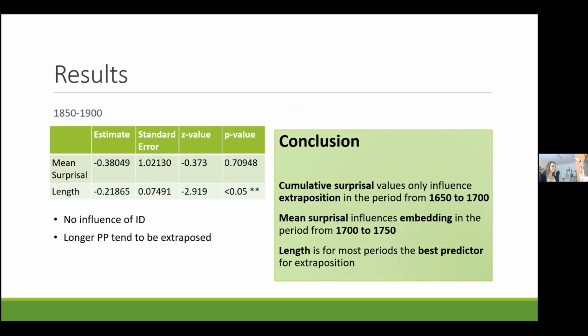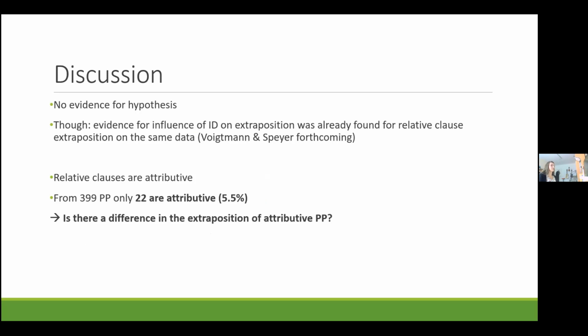So to conclude this, cumulative surprisal values, when they're high, only influence extraposition in the period from 1650 to 1700. Mean surprisal value influences embedding in the period from 1700 to 1750. And for most periods, length is the best predictor. So unfortunately, we did not find evidence for our hypothesis, which was totally surprising because we did find evidence on data from the very same corpus, but for the extraposition of relative clauses.